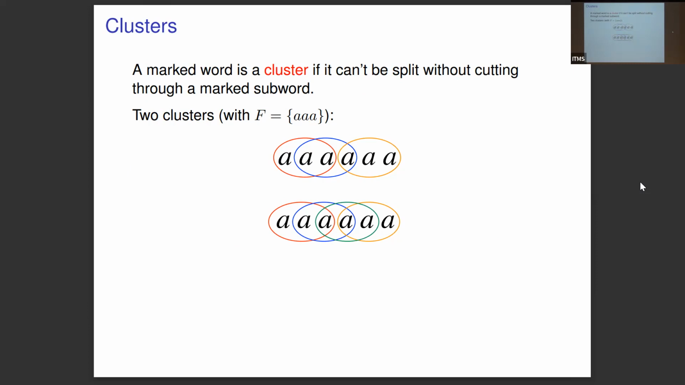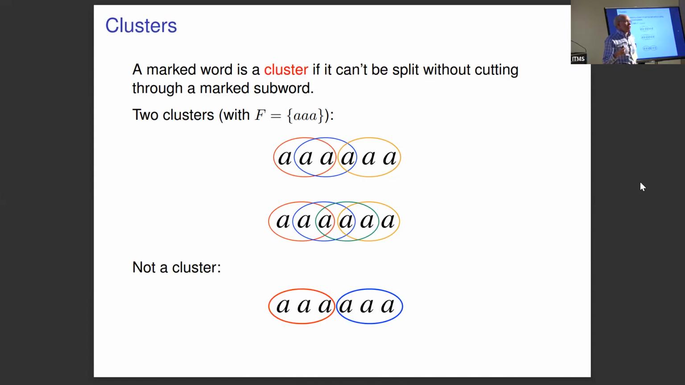So I have the underlying word AAA, 6 A's, and my forbidden subword is just AAA. Both of these are clusters. So in the second one, I've marked all of the forbidden subwords. In the first one, I've marked 3 out of the 4, but the marked words all overlap. You can't cut this anywhere without cutting through one of the marked words. But here's something that's not a cluster. Every letter is in a forbidden subword, but I can cut it right in the middle. I could cut it right there. And these don't overlap. So that's not a cluster.